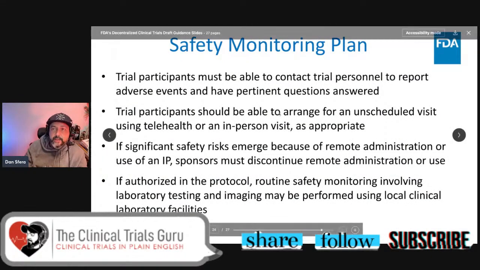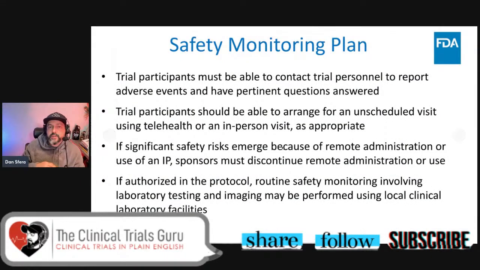Safety monitoring plan continues. Trial participants must be able to contact trial personnel to report adverse events and have pertinent questions answered. So they do. There's the plain old-fashioned telephone. Text works really well. If it's an emergency, everyone's calling 911, whether you're in a study or not. I'm not logging into an app for that.